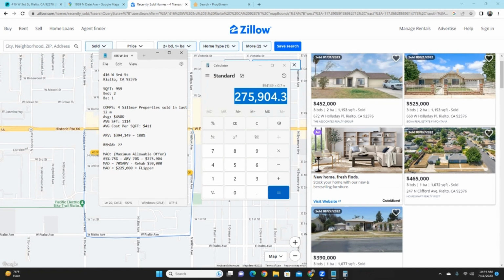Oh no. Okay, so we want to go 250, 275. But then if you go that high, the flipper comes in and says, "Oh, you know what? I don't see my margin here. If I buy it at 250 and then I have to put 50K in it, I'm in it for 300. Now I'm at 79% ARV and I can't do that. My margins don't work like that." Okay. So if it's 225, can I go 235 then?